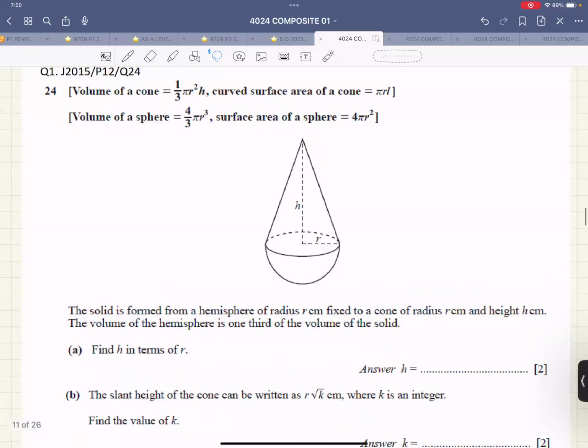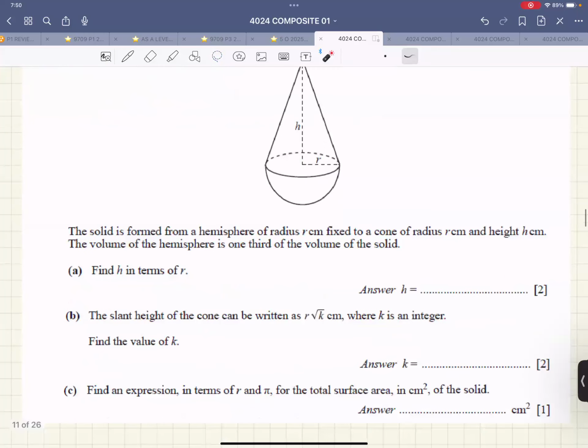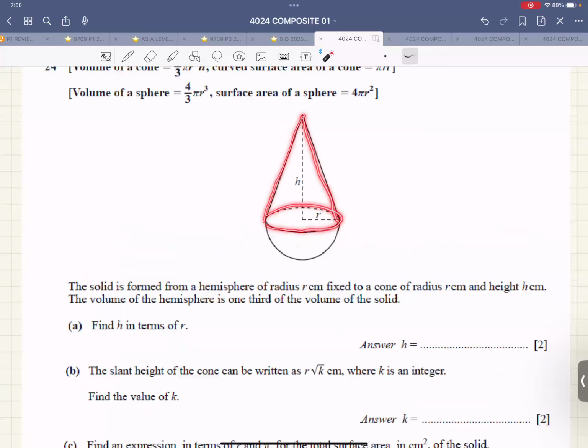So now people, let's look at this question. The question says, the volume of a cone is this, the volume of a sphere is this, the solid is formed from a hemisphere of radius r fixed to a cone of radius r, height h. Now, basically, this is a cone. That's the 3D shape, and it's fixed to this hemisphere.